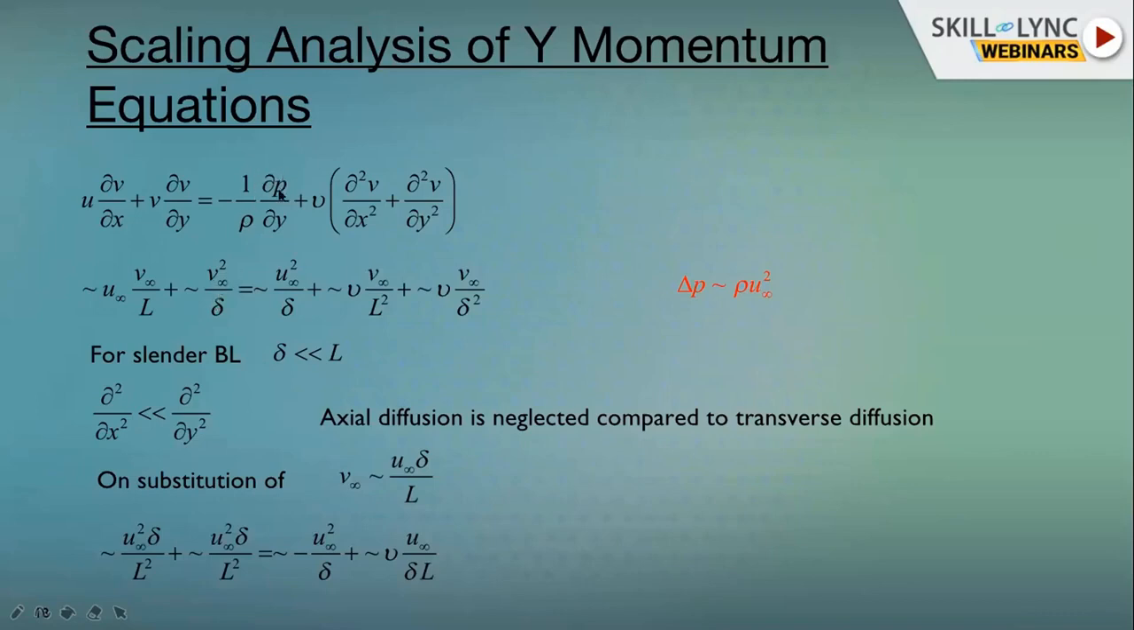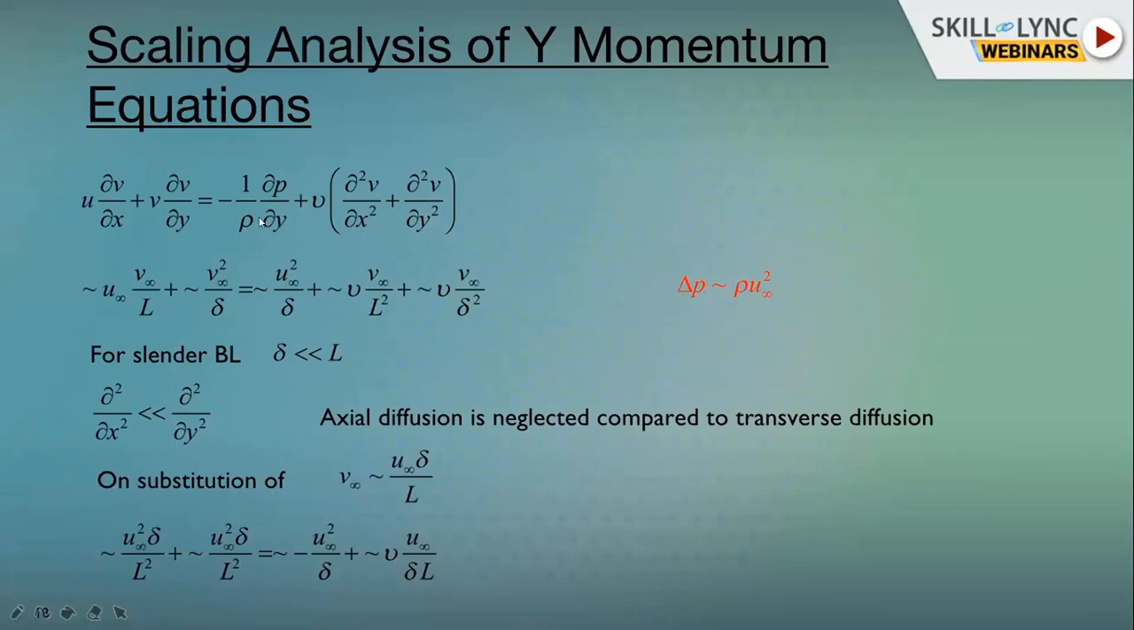There is an unknown term over here, the pressure gradient. We don't know what the pressure is. From dimensional analysis, we can find delta p is the same order of magnitude, the same dimension, as rho into u infinity square. This is purely dimensional analysis. Even if you have solved the Bernoulli equation earlier, you can see that they are almost the same, dimensionally the same, right? This is an approximation, we will put it in.